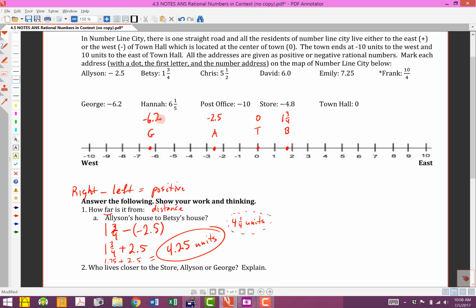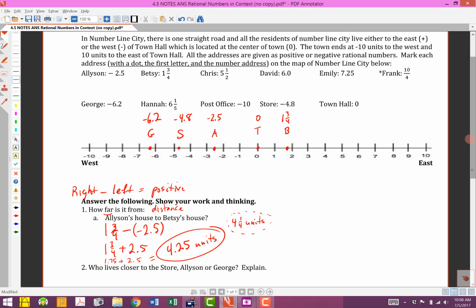And then we also reference the store. So we've already got Allison on here. We've got George on there, and we need to know where the store is. So let's find the store. The store is at negative 4.8. So we're definitely to the west of Town Hall, in between 4 and 5, a little bit closer to 5. So this is going to be the store, and the address is negative 4.8.